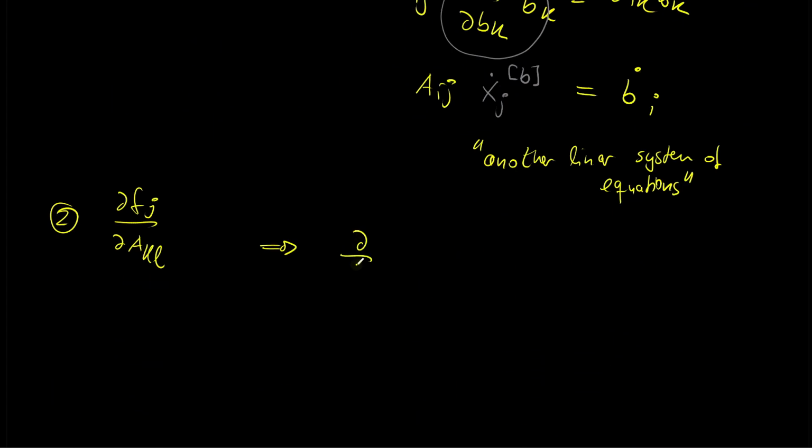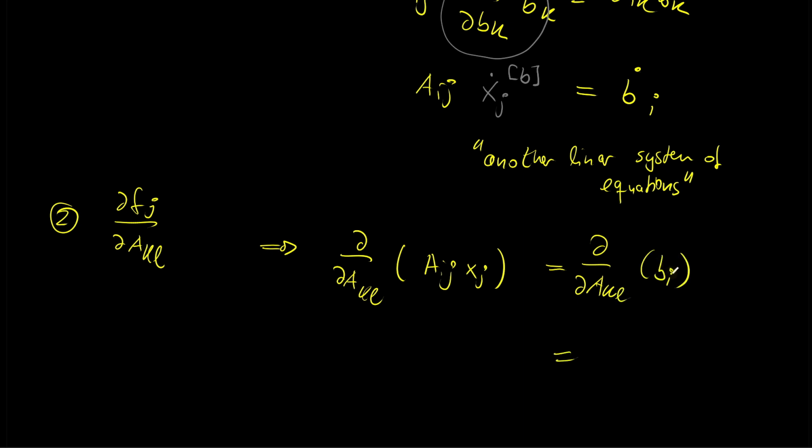So let's take the derivative of something with respect to akl, and that something is aij times xj. So this was the primal. And the right-hand side is the derivative with respect to akl of bi. Let's do the right-hand side first. If we derive a quantity, the right-hand side b, with respect to the matrix, they don't depend on each other, so this will just be plain 0.